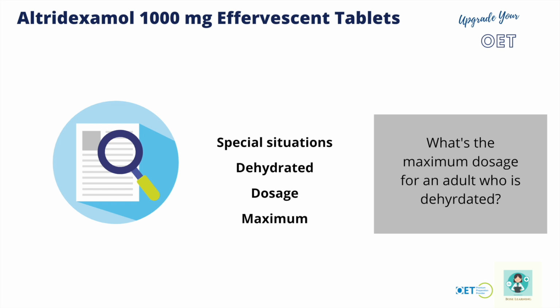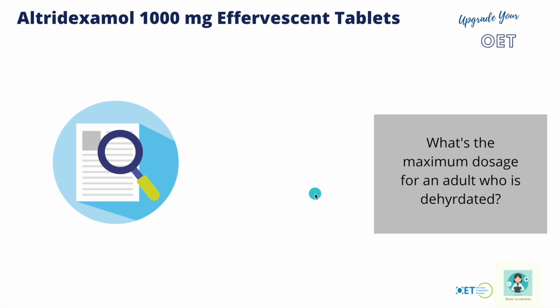Next question then. What's the maximum dosage for an adult who is dehydrated? What are you going to be searching for? Maybe something about special situations. We're talking about not just any adult, but an adult who's particularly dehydrated. That's a nice easy word to scan for. Again, I want dosage and I'm looking for the maximum. So scan your eye for something about special situations and then look in particular for dehydrated and then zoom in. Here we go.